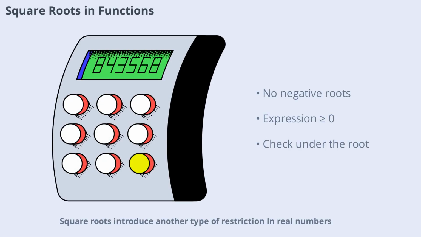Square roots introduce another type of restriction. In real numbers, you cannot take the square root of a negative number. So, for any function involving a square root, the expression under the root must be greater than or equal to 0. For example, if you have f(x) = square root of (x + 3), you need to ensure that x + 3 is at least 0. This restriction helps you determine which x values are valid for the function.